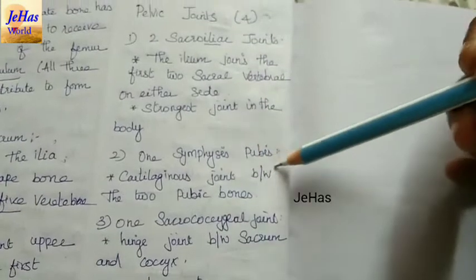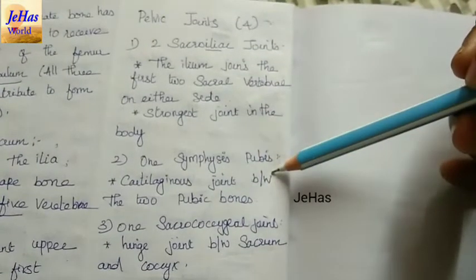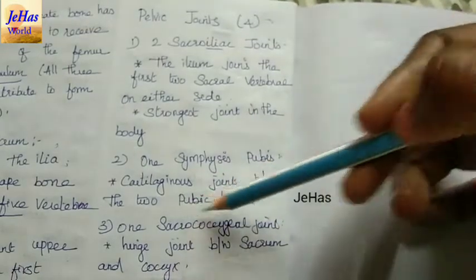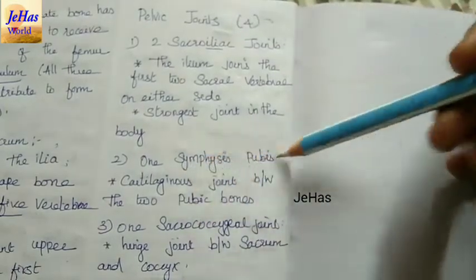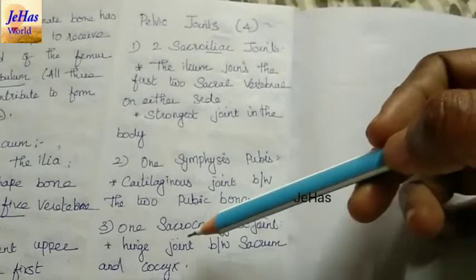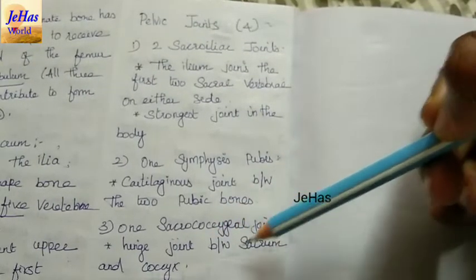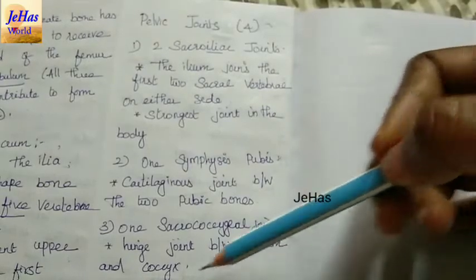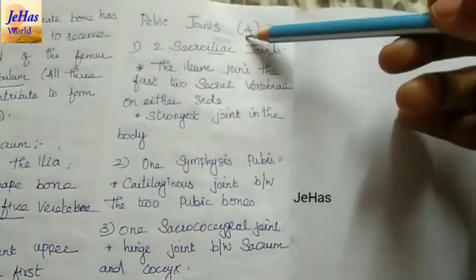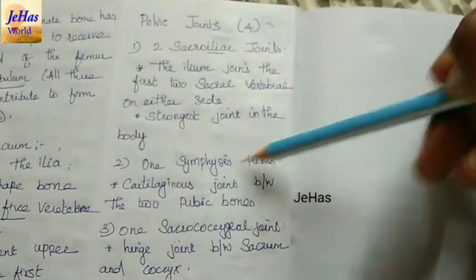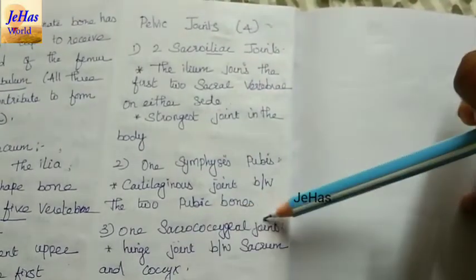And 1 symphysis pubis joint. It is a cartilaginous joint between the 2 pubic bones. Then 1 sacrococcygeal joint. It is a hinge joint between the sacrum and the coccyx. So there are 4 joints: 2 sacroiliac joints, 1 symphysis pubis and 1 sacrococcygeal joint.